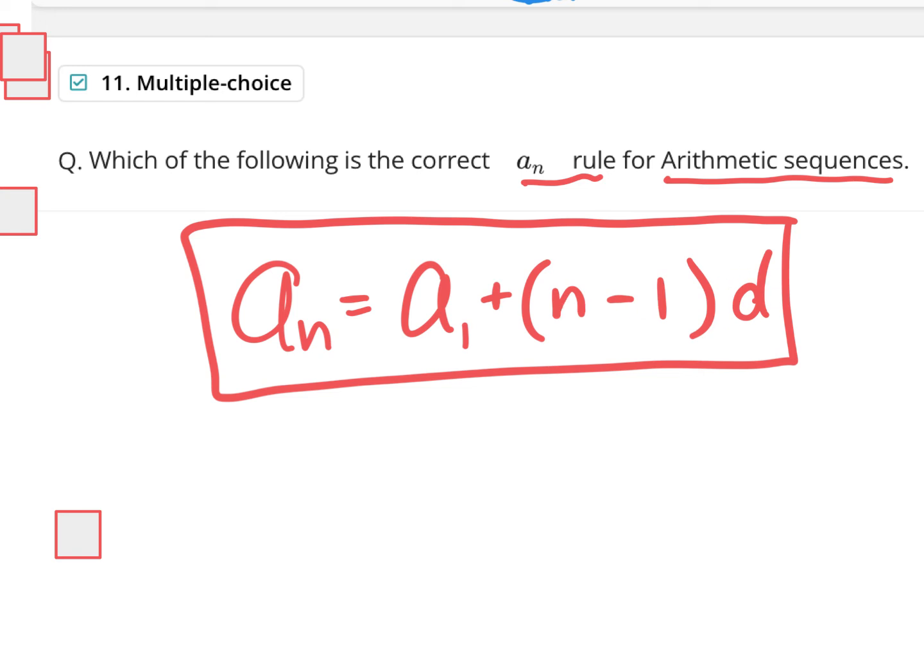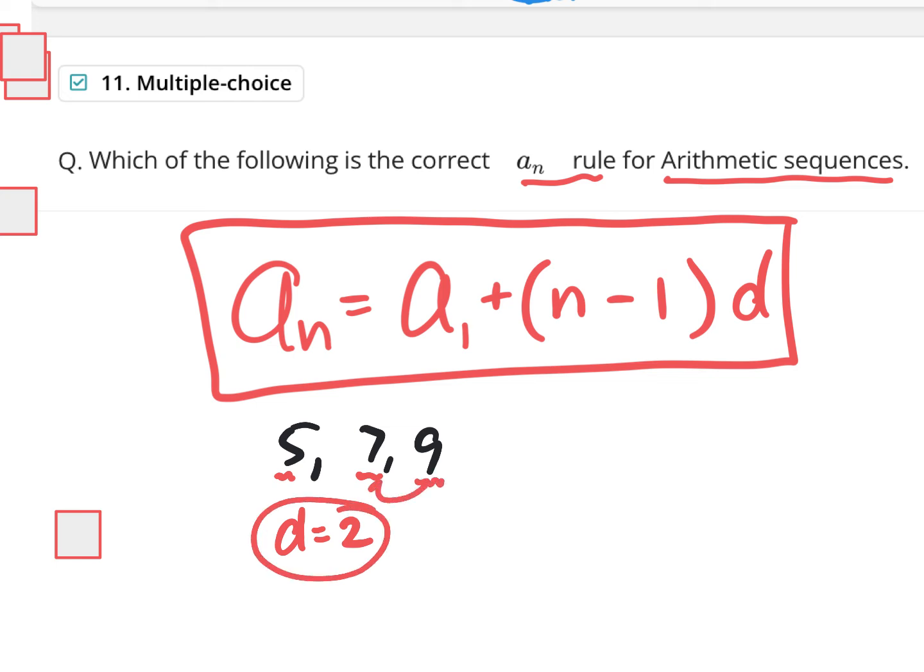So let's go back to that example that I just said, 5, 7, 9, okay? Well, what's the common difference? The common difference is 2. And how do we get from here to here? Well, you add 2. How did we actually find the common difference? You took 9 and subtracted the previous number from it. 9 take away 7 is 2, or 7 take away 5 is 2. Anyways, the common difference is 2, okay?